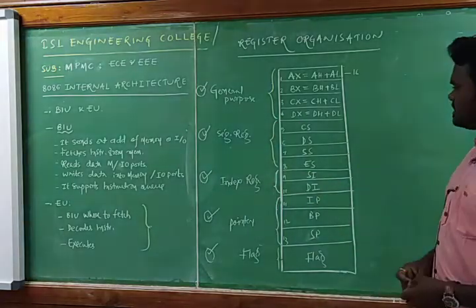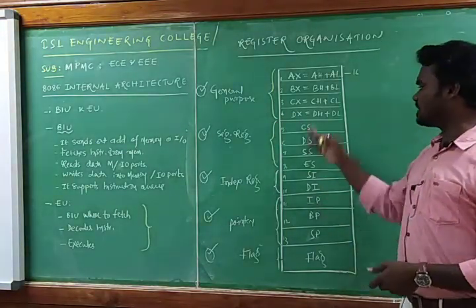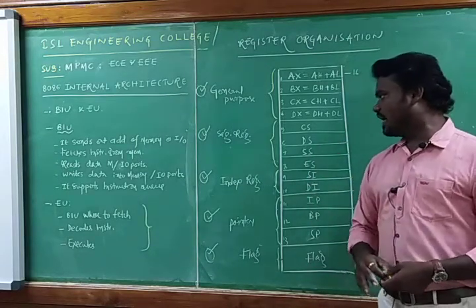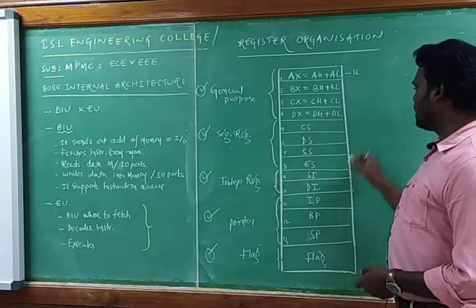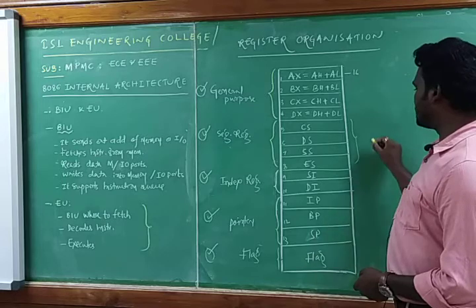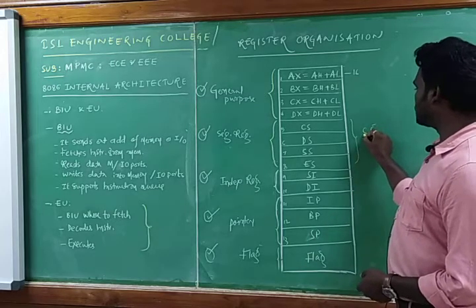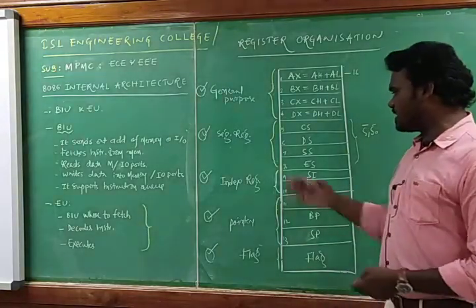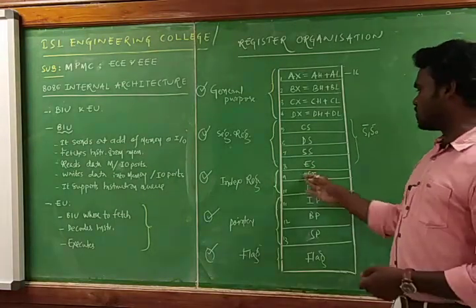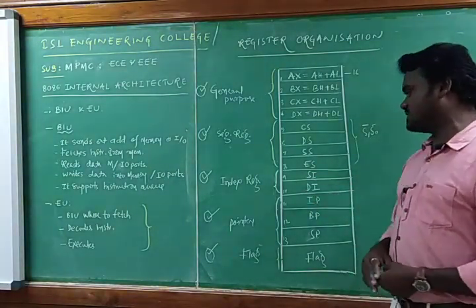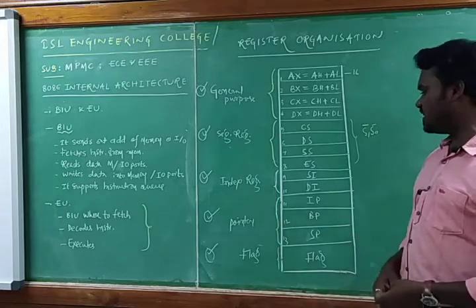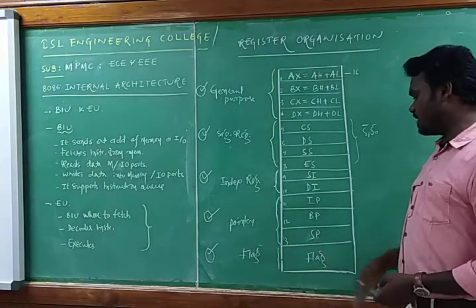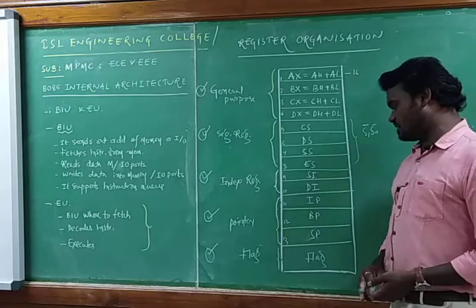Coming to the segment registers, we have 4: code segment, data segment, extra segment and stack segment registers. The selection among these registers is defined by the status signals S0 bar and S1 bar, which we studied in the pin diagram of the 8086 microprocessor. Coming to the index registers, there are 2: source index and destination index. Then the pointer registers: instruction pointer, base pointer and stack pointer. These are the 3 pointer registers.